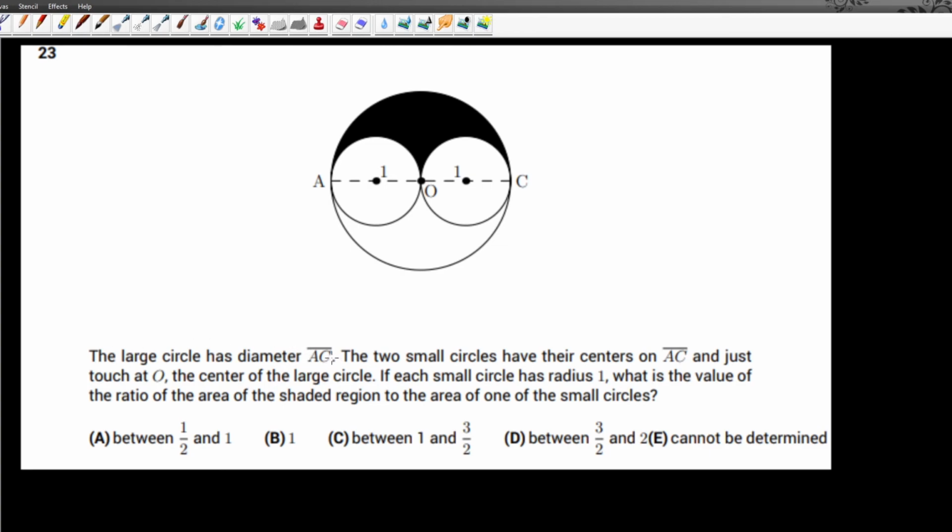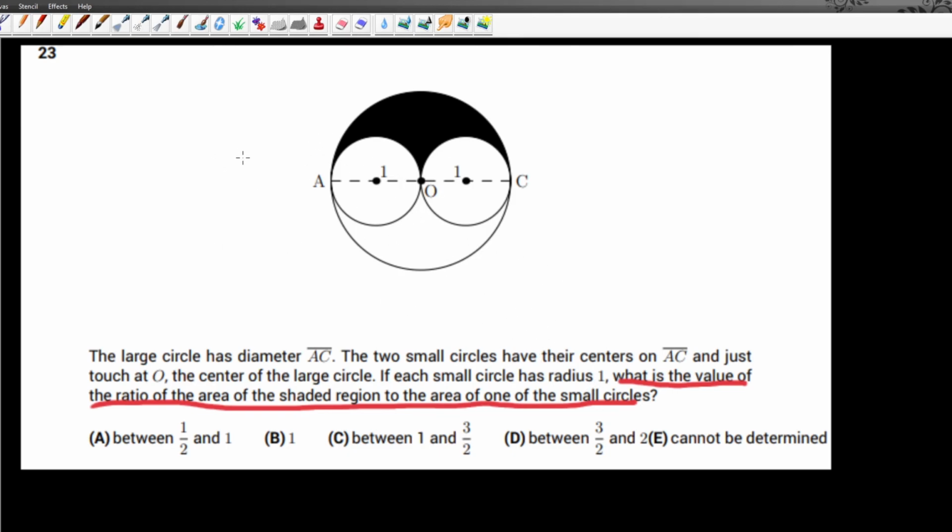The large circle has diameter AC. The 2 small circles have their centers on AC and just touch at O, the center of the large circle. If each small circle has a radius of 1, what is the value of the ratio of the area of the shaded region to the area of one of the small circles? So, let's find the area of the small circle.